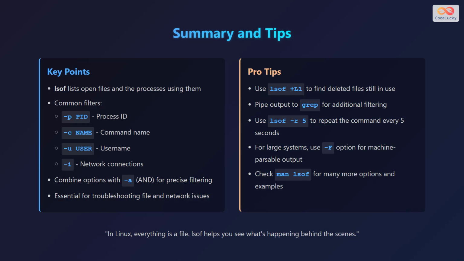Here are some pro tips. Use lsof +L1 to find deleted files that are still in use. Pipe the output of lsof to grep for additional filtering. Use lsof -r 5 to repeat the command every 5 seconds. For large systems, use the -F option for machine parsable output. Finally, check the man lsof page for many more options and examples. Remember, in Linux, everything is a file, and lsof helps you see what's happening behind the scenes.